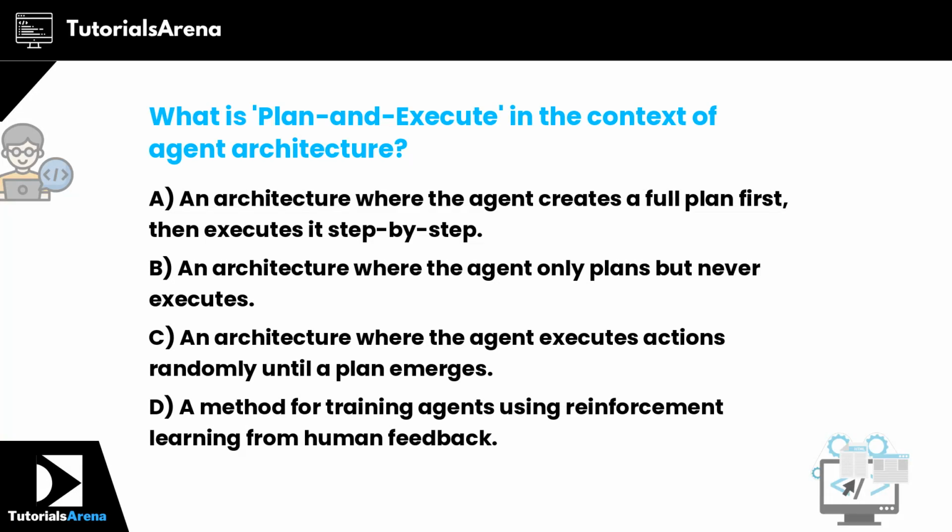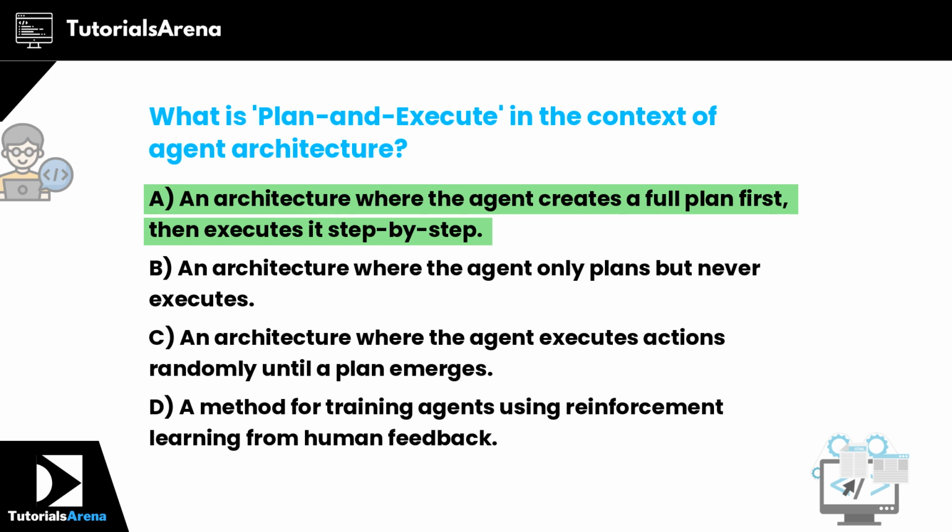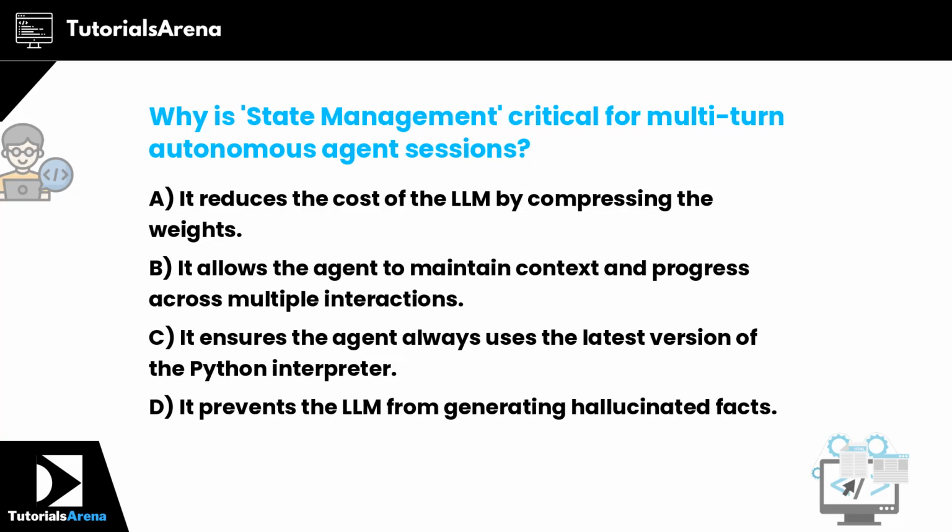What is plan and execute in the context of agent architecture? The correct answer is option A. An architecture where the agent creates a full plan first, then executes it step by step. Why is state management critical for multi-turn autonomous agent sessions? The correct answer is option B. It allows the agent to maintain context and progress across multiple interactions.